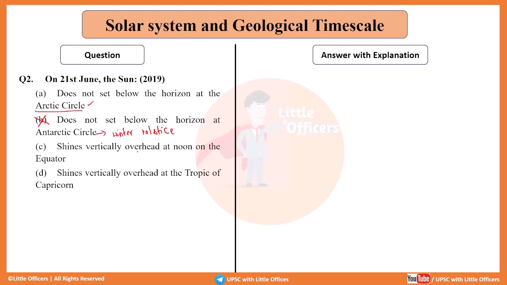Then, shines vertically overhead at noon on the equator. See, this happens generally during the equinoxes. Our main aim is not just to solve, but also to learn. That's the reason why we are looking at all the options. Shines vertically overhead at the Tropic of Capricorn. This is the condition when it is vertically shining overhead of the Capricorn, which is nothing but winter solstice. So the correct answer in the option is A.